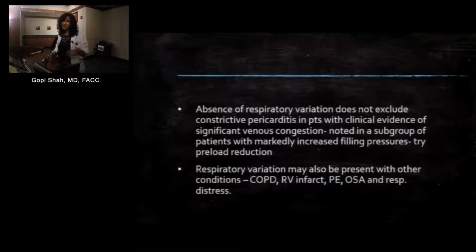and help us differentiate constriction from restrictive cardiomyopathy. However, it is to be noted that just because you don't have respiratory variation does not mean you don't have constriction, because if you have very high LV filling pressures and very high preload, you're not going to exhibit the variation. So you can do some maneuvers to decrease the preload and look for the variations. And secondly, if you have it, it does not mean you have constriction, because there are other pathologies that can cause respiratory variation, which are COPD, RV infarct, PE, and even acute respiratory distress.